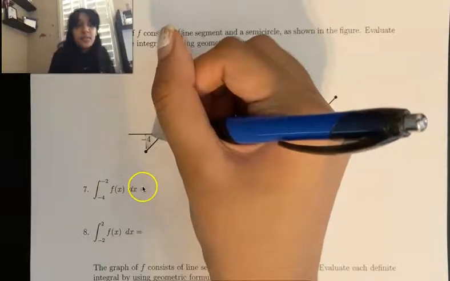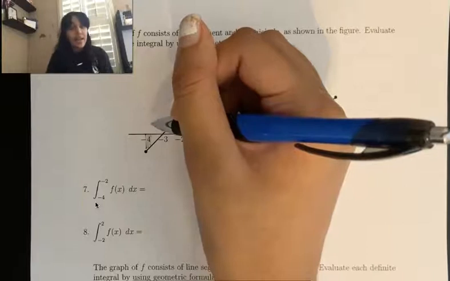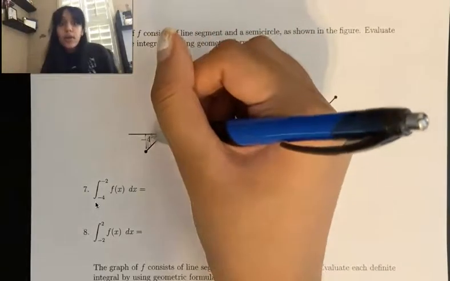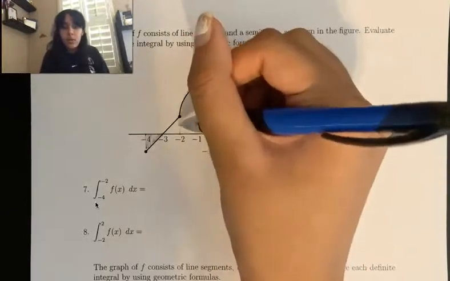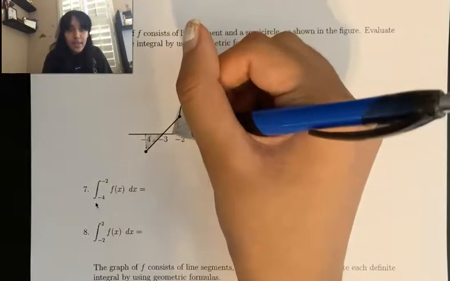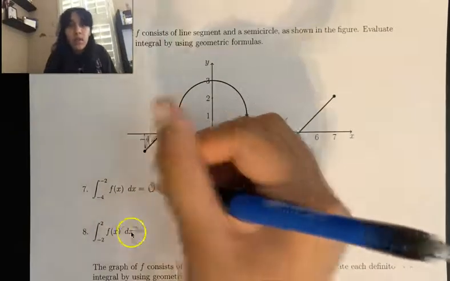So looking at number 7, you see that your x-axis, your x interval, is from -4 to -2. If you're doing this worksheet along with me, you can just shade in that little area and it'll make things a little bit easier when you're going to do it.